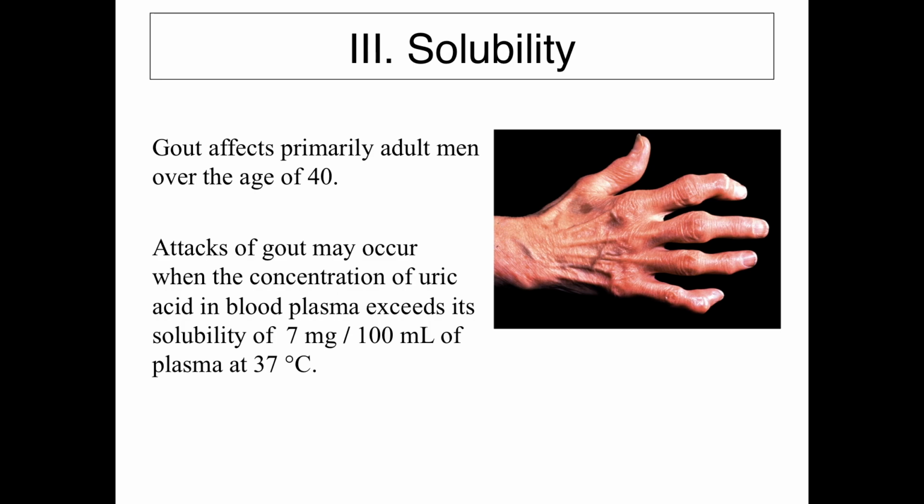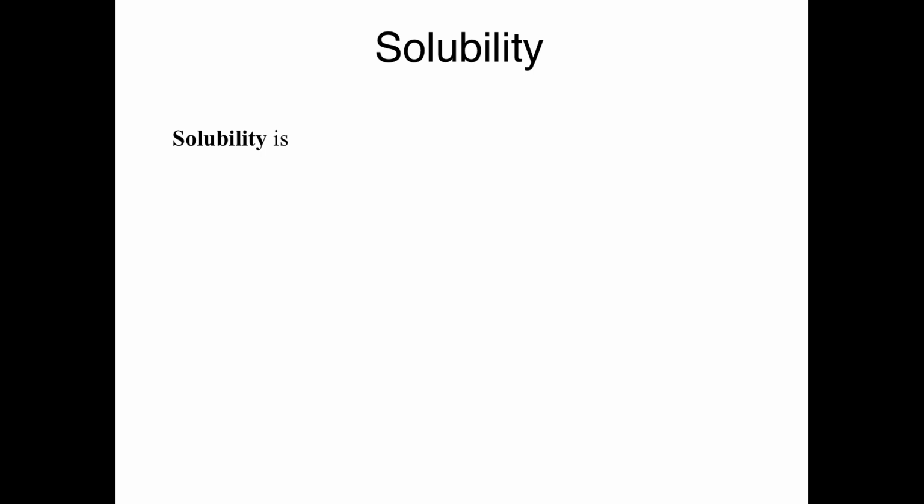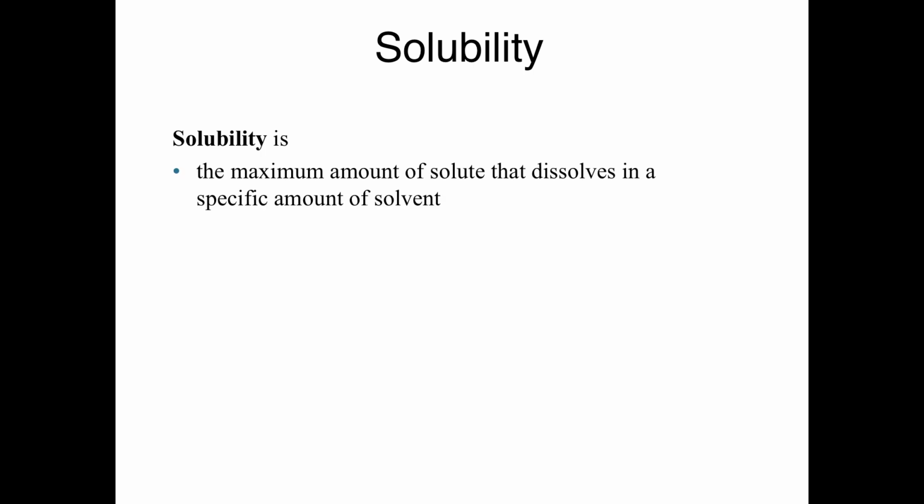For example, in your everyday life, gout affects some men over the age of 40. And what is that? It's when you have uric acid in your blood at a high concentration that exceeds the amount that the blood, which is water, can handle. In this case, the limit of solubility for uric acid is that for every 100 mL of blood, you can only dissolve 7 milligrams of uric acid at body temperature, which is 37 degrees Celsius. So then we'll take a look at other solubilities in detail now.